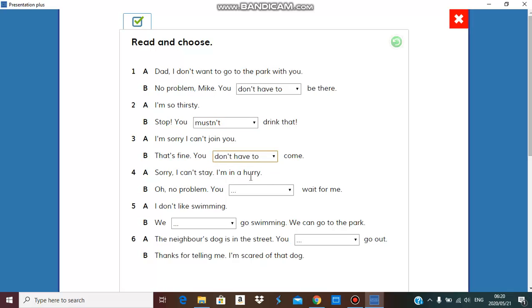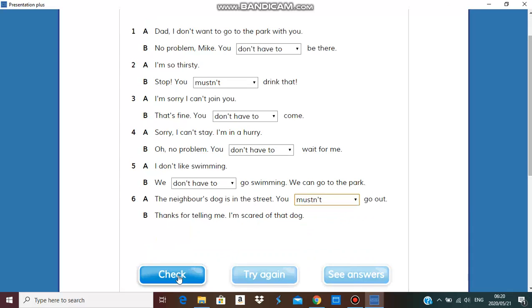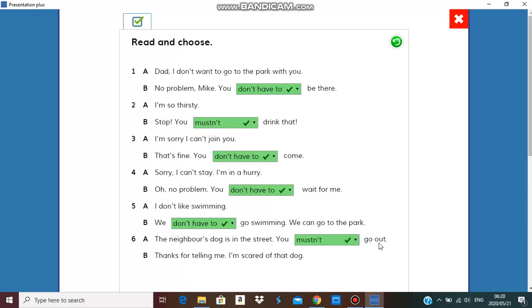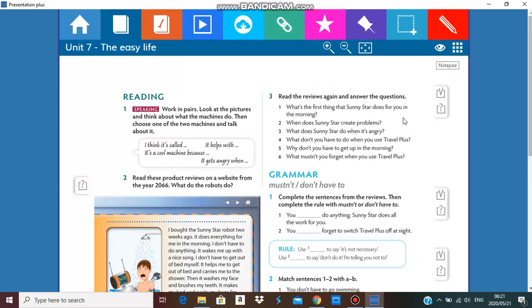Sorry, I can't stay. I'm in a hurry. Oh, no problem. You don't have to wait for me. I don't like swimming. We don't have to go swimming. We can go to the park. The neighbor's dog is in the street. You mustn't go out. Thanks for telling me. I'm scared of that dog. Let's check our answers. All correct answers.